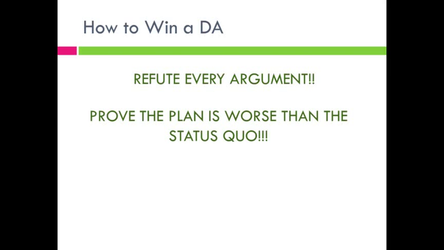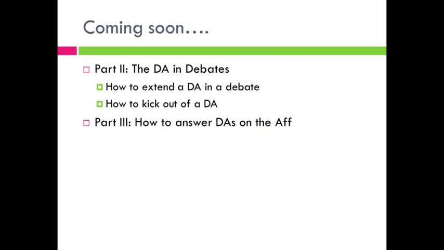Okay, so how do you win with the Disad in the end? First, you have to refute every argument, and second, you have to prove the plan is worse than the status quo. Okay, these are the two big things on how to win on a DA.